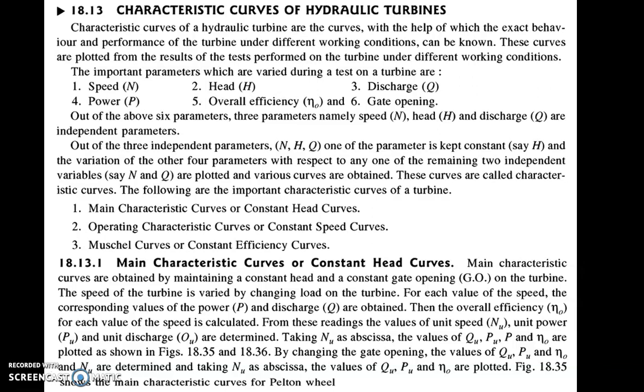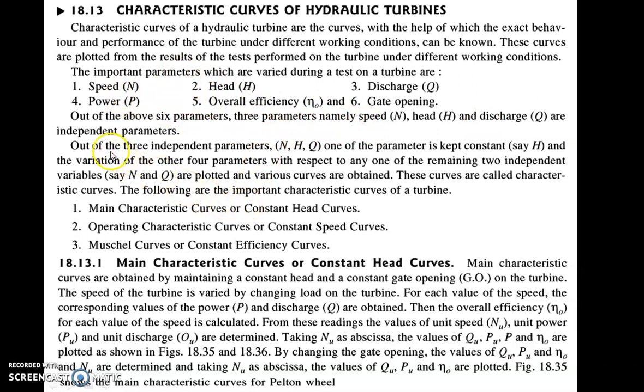These curves are plotted from the results of the test performed on the turbine under different working conditions. The important parameters which are varied during a test are speed, head, discharge, power, overall efficiency, and gate opening. Out of these 6 parameters, 3 parameters, namely speed, head, and discharge, are independent parameters. Independent means they are not depending on the others, while power and efficiency are dependent parameters.